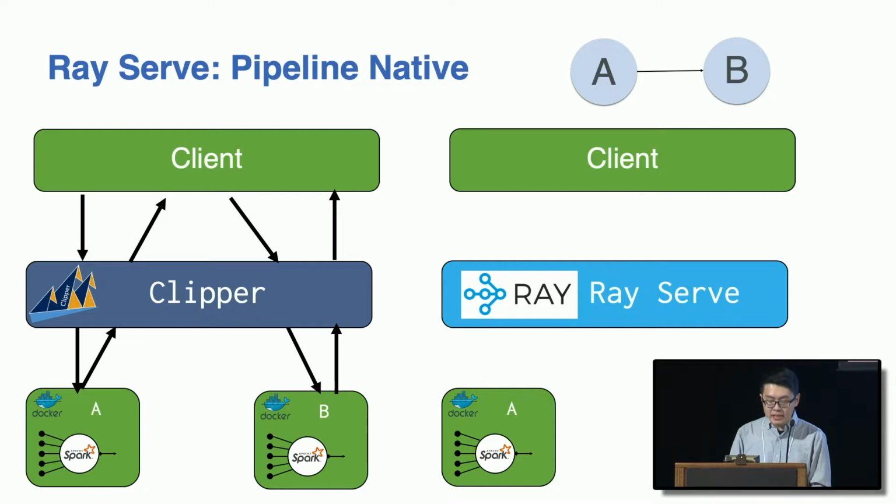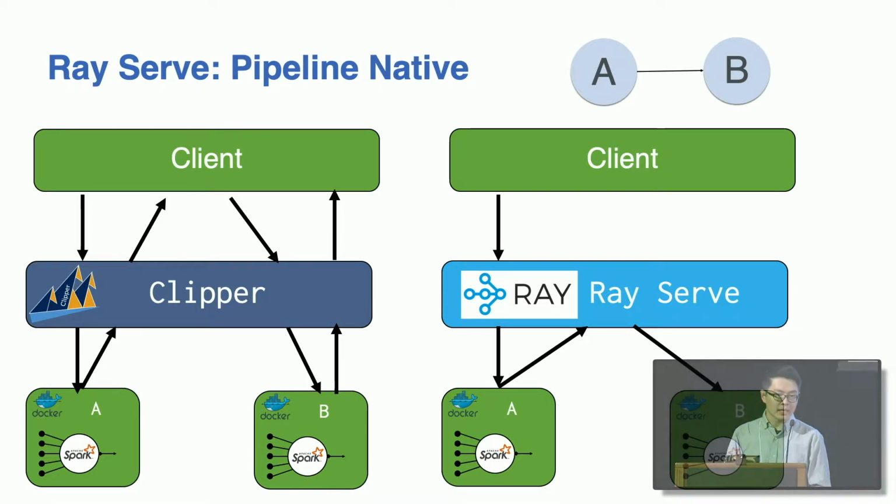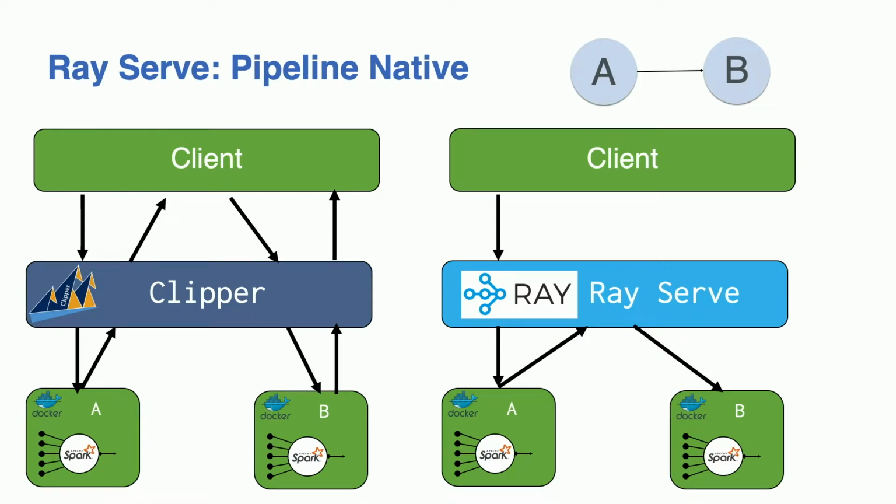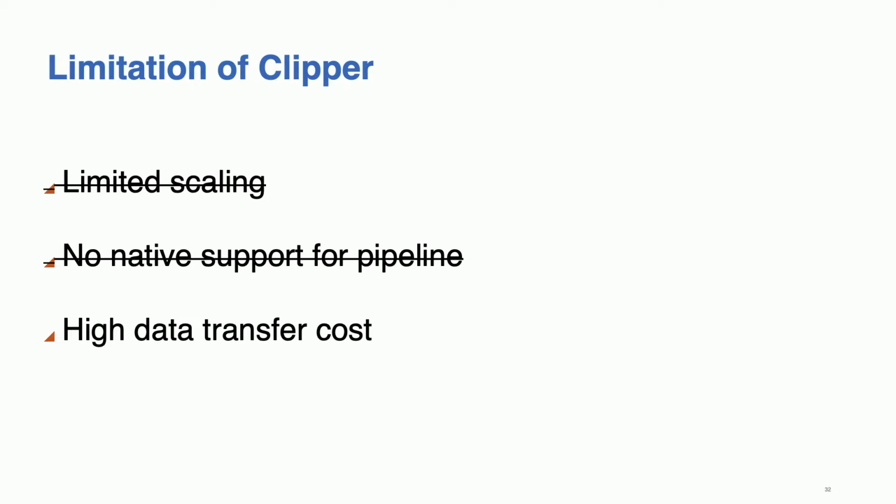In Serve, because Serve is aware of the pipeline, when A returns the intermediate result to Serve, Serve will be able to directly send the request to B, and we get the result back. The client never sees the intermediate result. The redundant network request never happens. Now, this is how Serve addresses native support for pipeline.